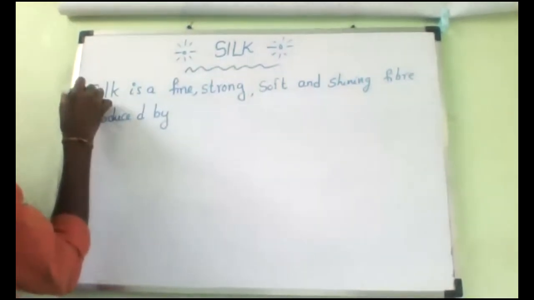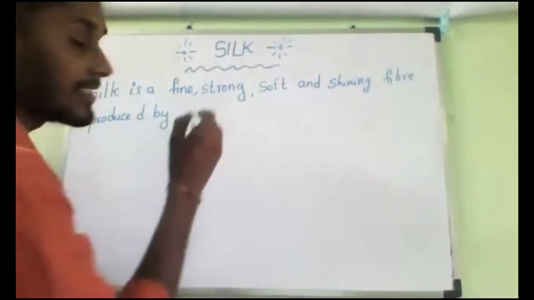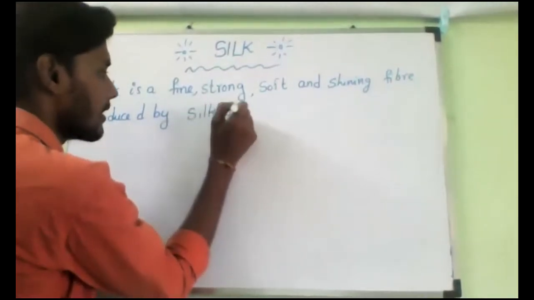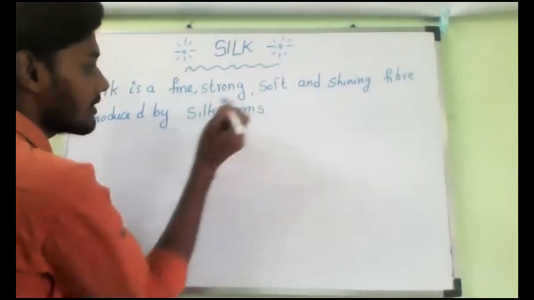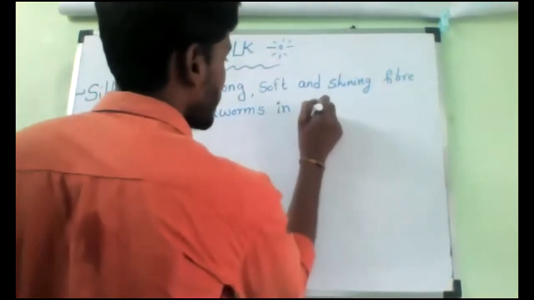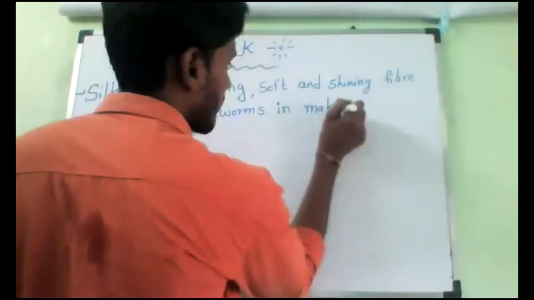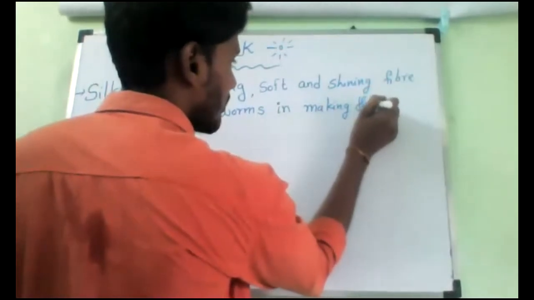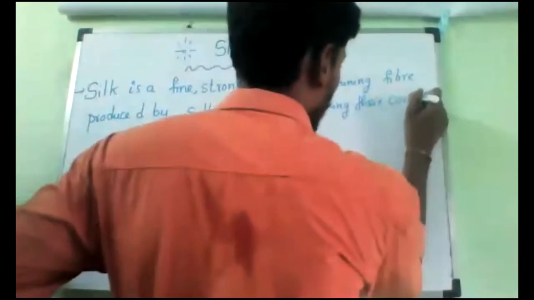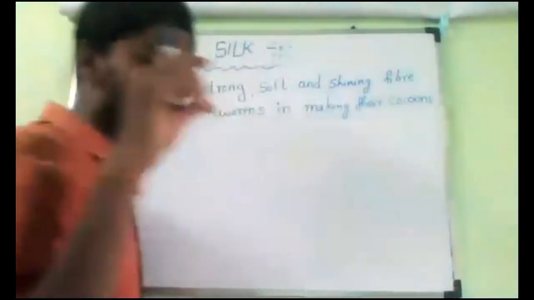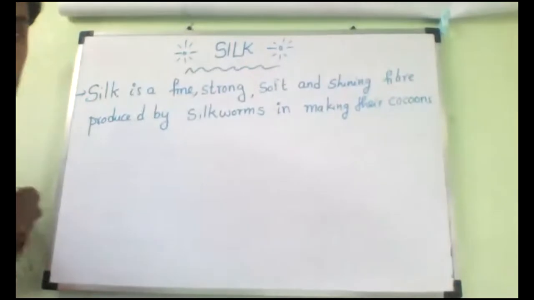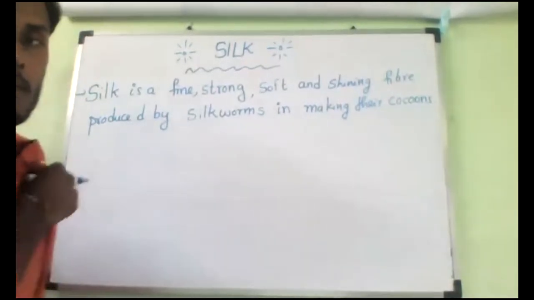Produced by whom? This is the first point. Produced by silkworms, or silk moth, you can write. Both are correct. Silkworms make their cocoons. I will explain what cocoons are; we'll study that, don't worry. The cells make small balls, and that is what is called cocoons. Yes or no?